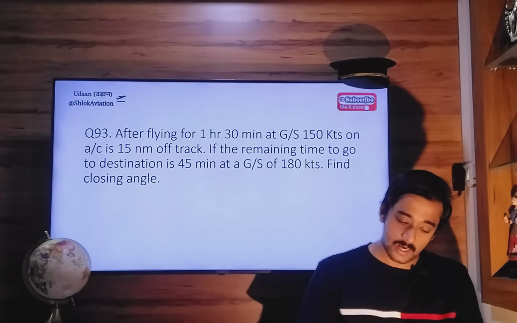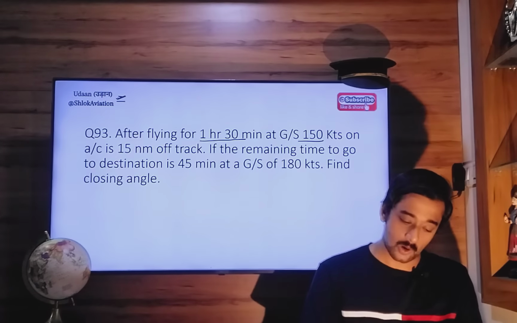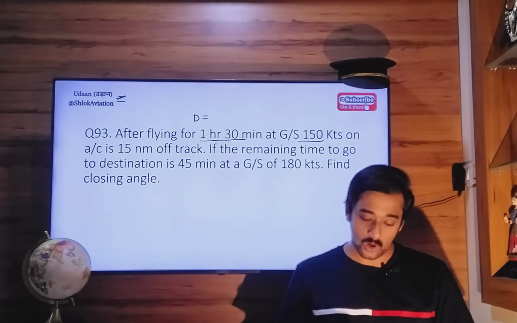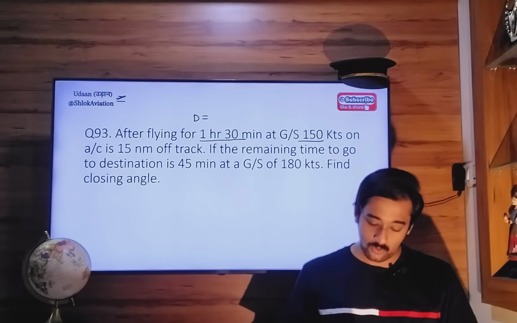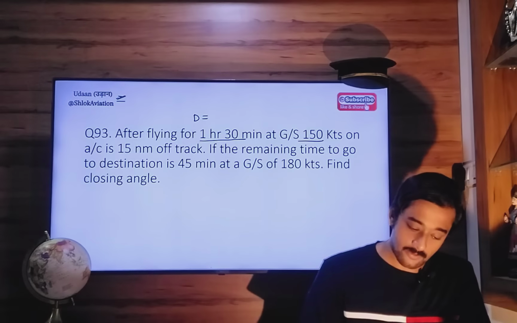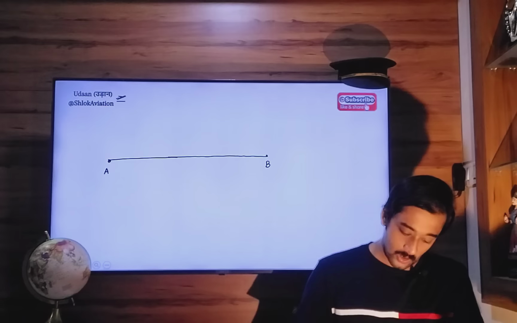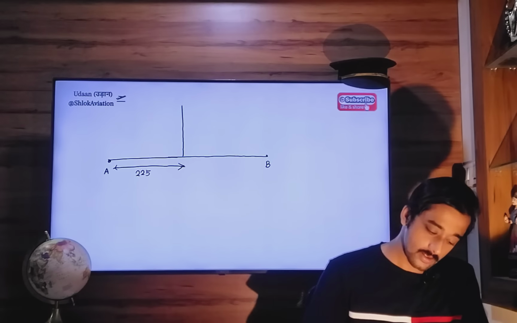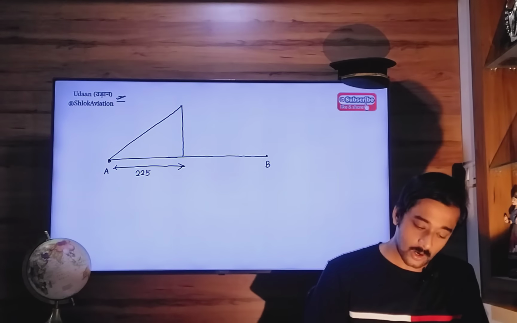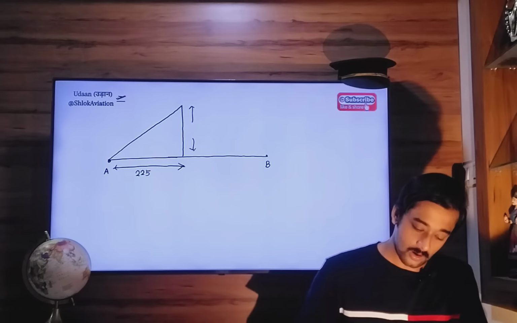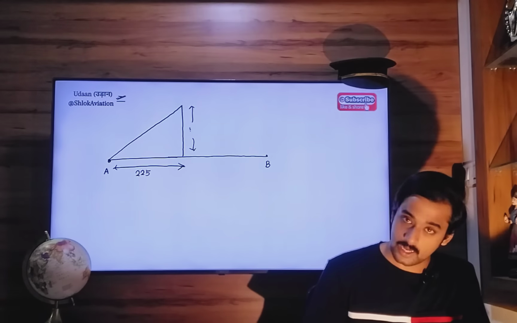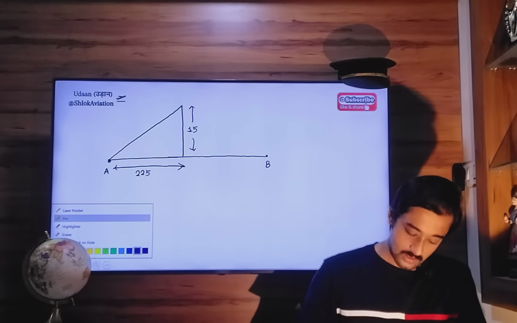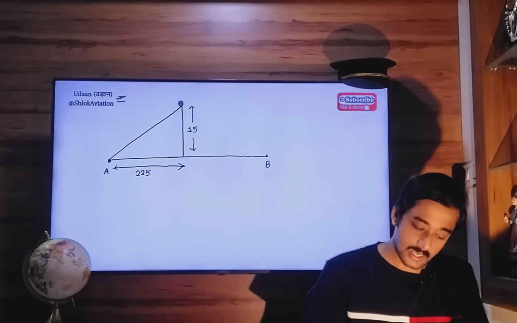So after flying for 1 hour 30 minutes at a speed of 150 knots, you will cover a distance of 150 knots into 1.5, 225 nautical miles. So that means after covering a horizontal distance of 225 nautical miles, you are off track by a distance of 15 nautical miles. Okay, you are currently here.